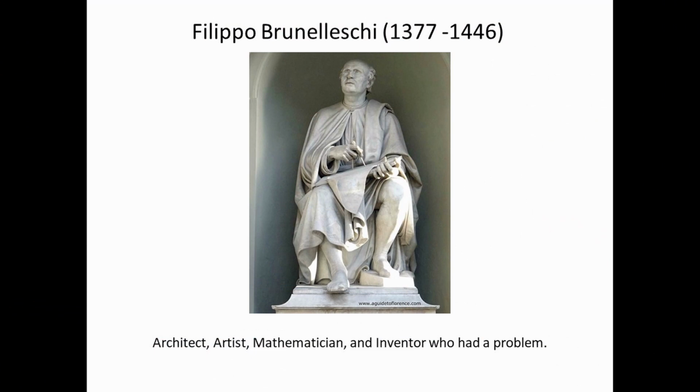So there was a man who was a goldsmith, he was an artist, he was a mathematician, and he was famous for being an architect. His name was Filippo Brunelleschi, and he was backed by a very wealthy family called the Medici. And the Medici wanted him to finish this dome because the building was basically unfinished.